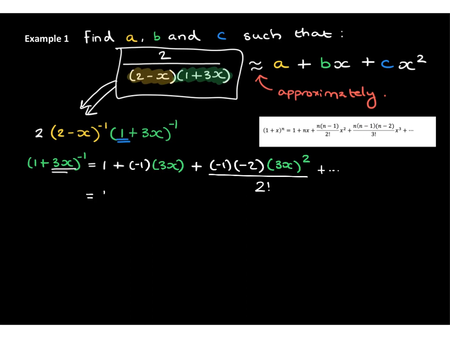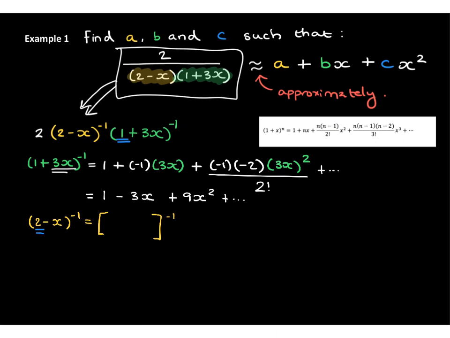So this gives me 1 minus 3x plus 9x squared, stopping, of course, at the quadratic term, the x squared term. So now let's expand 2 minus x to the power of negative 1. Now, this one, of course, doesn't start with a value of 1 at the beginning, so we need to do a little bit of factorisation first of all, as we've done previously.